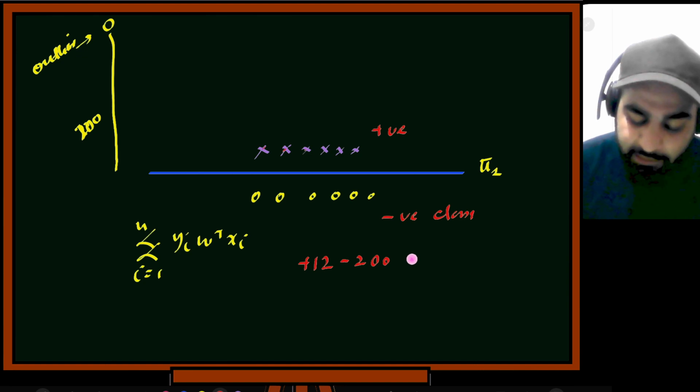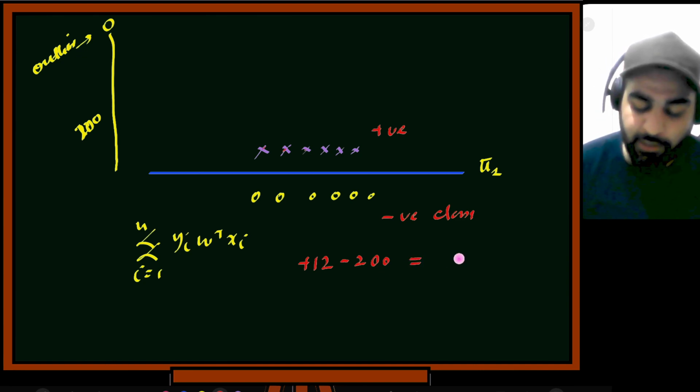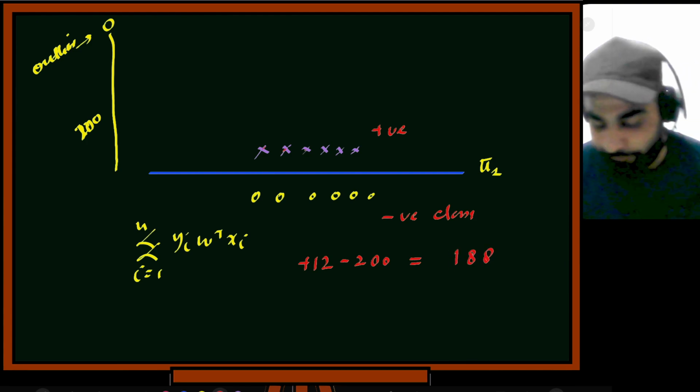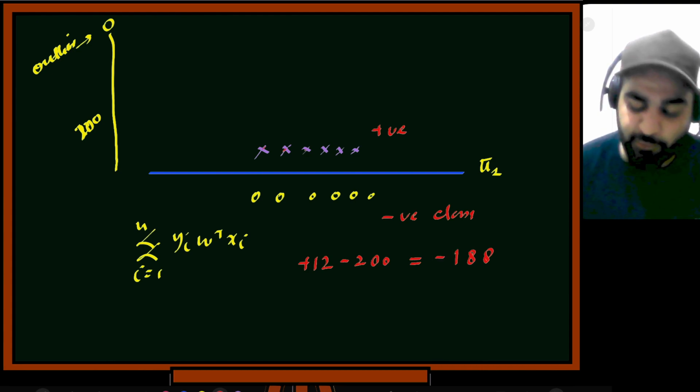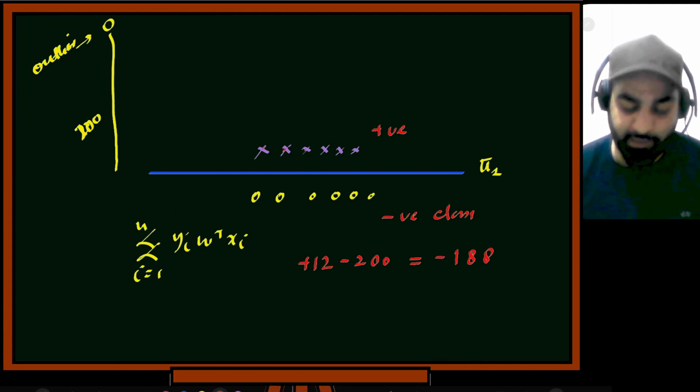Now you see that this basically is equal to 200 minus 12, which is 188. So this is minus 188. Now this is the value for this, because now we want to maximize. This is our pi 2.